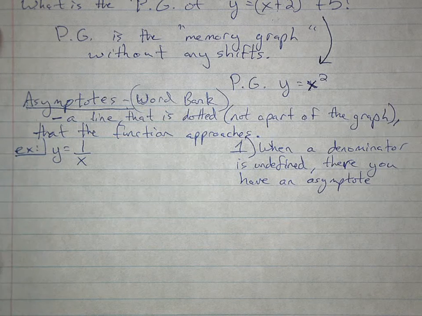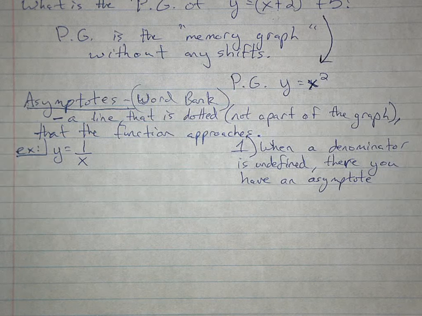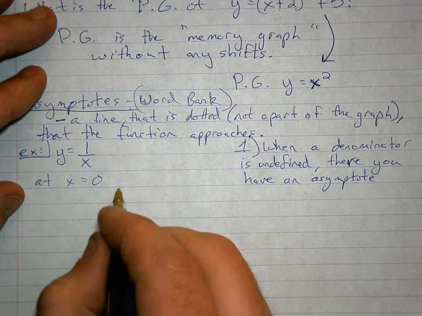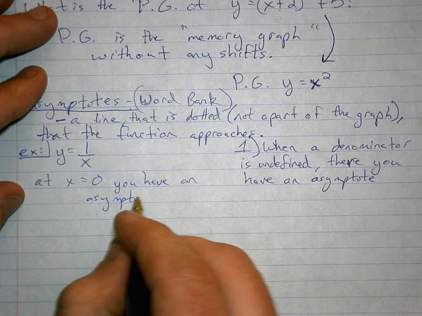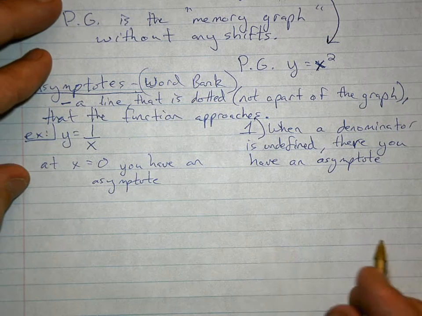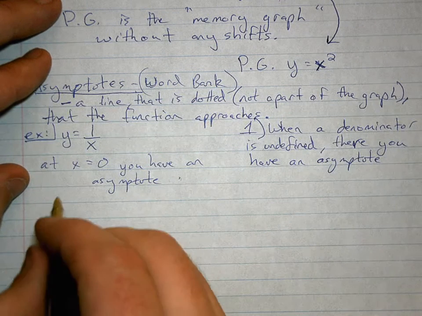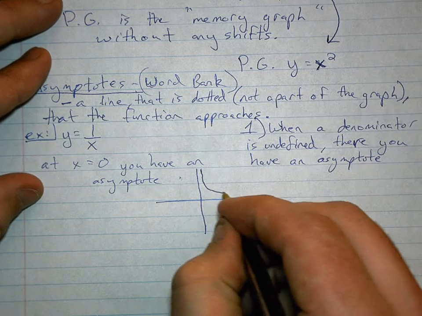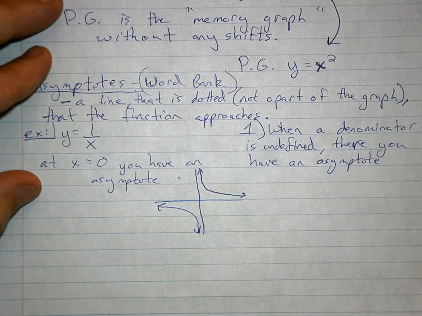So where is the denominator undefined? At 0. You can't have 0 in the denominator, right? So at x equals 0, you have an asymptote. If I were to graph 1 over x, it's one of your memory graphs, correct? It looks something like this. This is what it looks like.